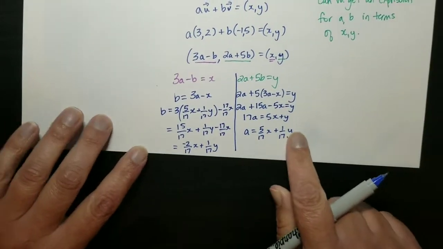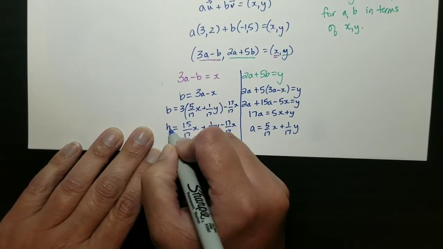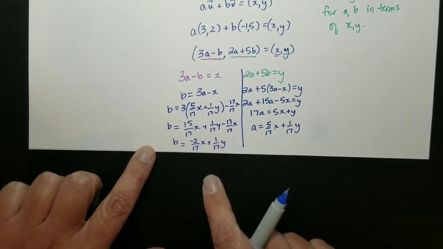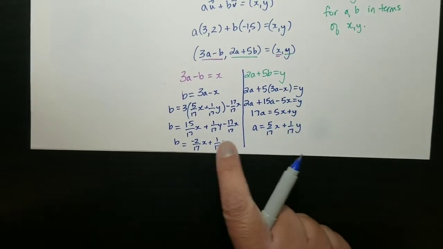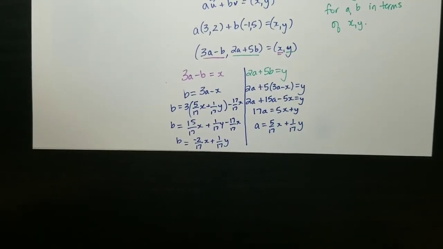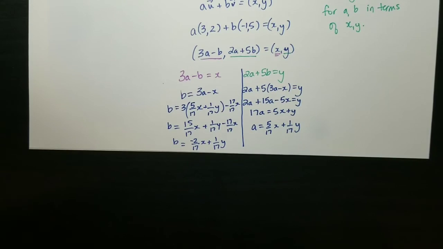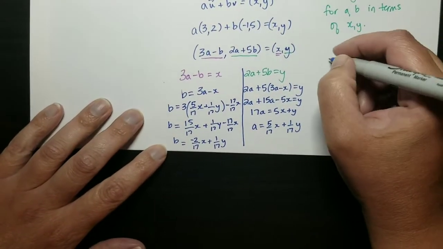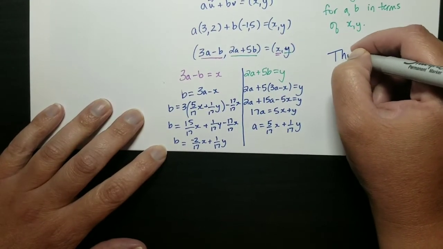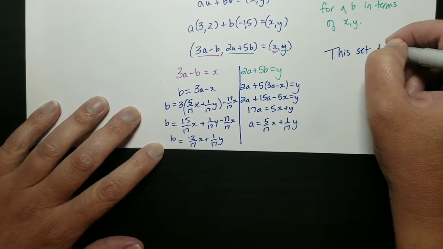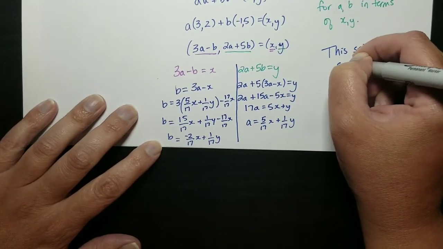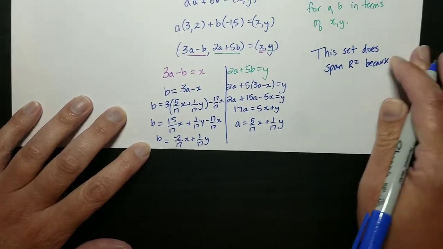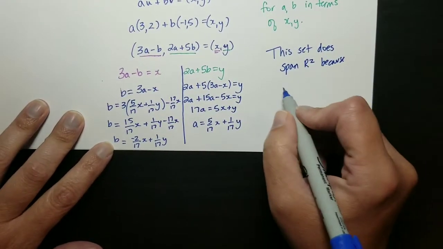So this is not a real pleasant answer, but it does give us an expression that if you knew an x value and a y value, you could certainly substitute those in to these equations and find your a and your b. So yes, this set does span R2 because you can find your a and b values given an x and y.